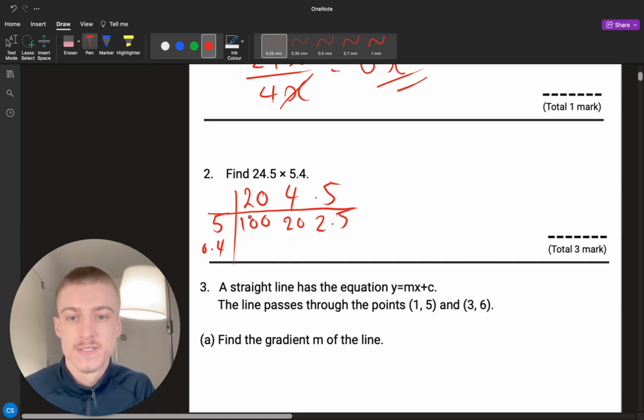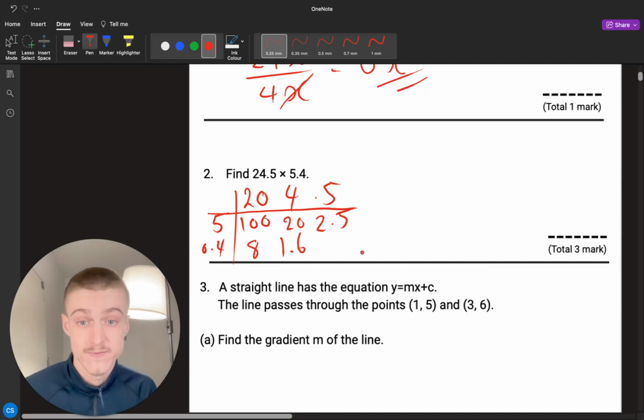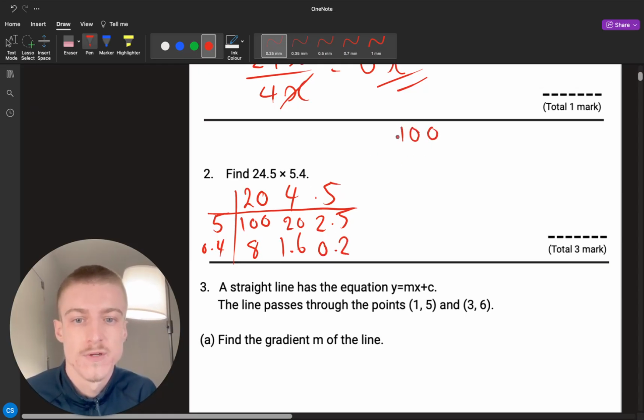4 times 2 is 8, times 10, divide by 10, 8. 4 times 4 is 16, divide by that 10 there, 1.6. And 4 times 5 gives us 20, divided by 100, 0.2. Now to add all of these up: 100, 20, 8, 2.5, 1.6, and 0.2.